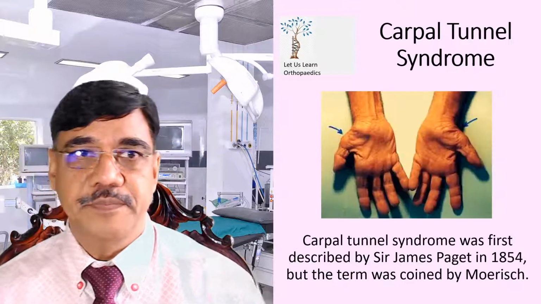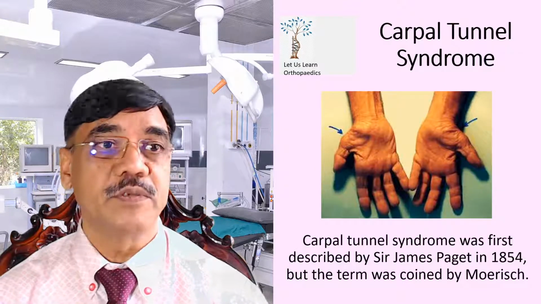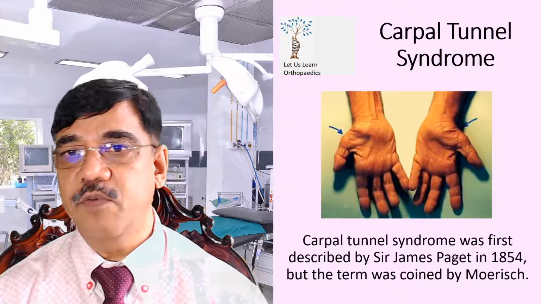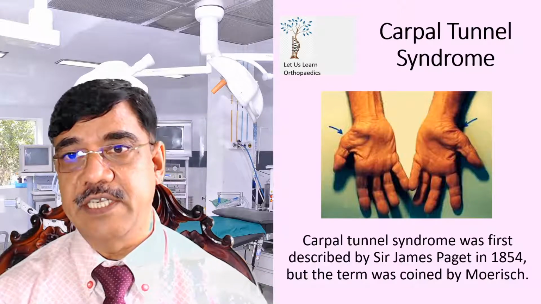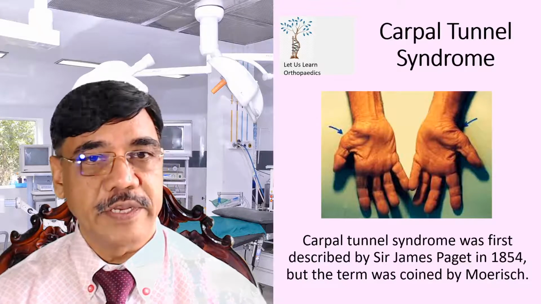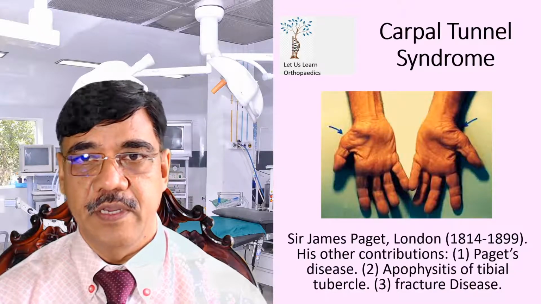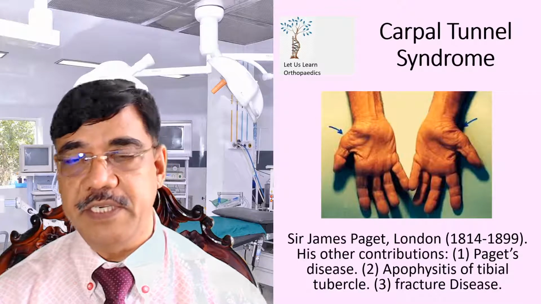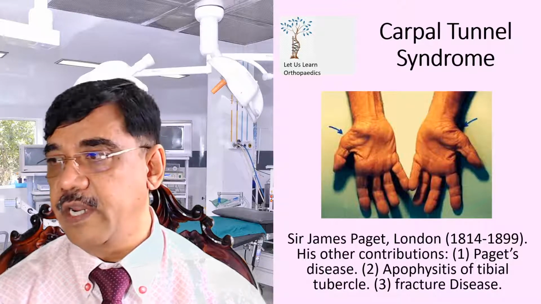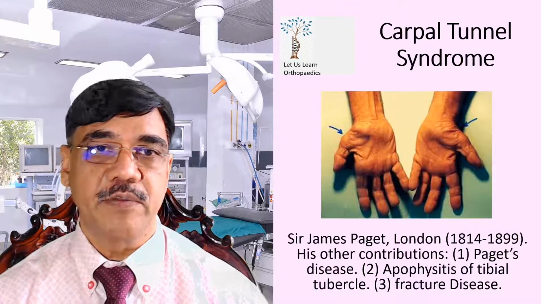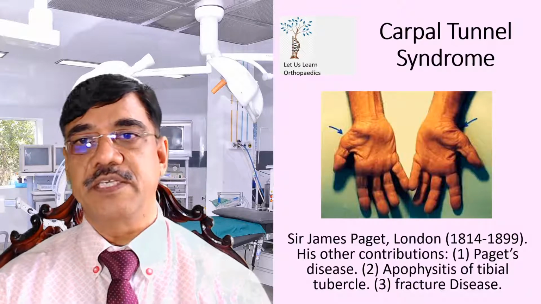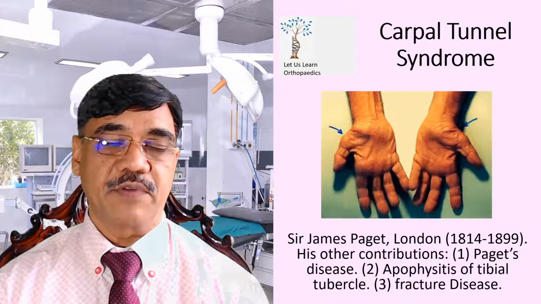Dear students, today we are going to discuss carpal tunnel syndrome. Carpal tunnel syndrome was first described by Sir James Paget in 1854, but the term was coined by Moorish. Now you all know Sir James Paget is from London, and he lived from 1814 to 1899. His other contributions to orthopedics include Paget's disease, the apophysitis of the tibial tubercle, and the fracture disease.